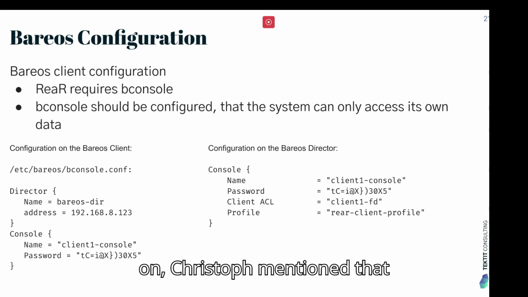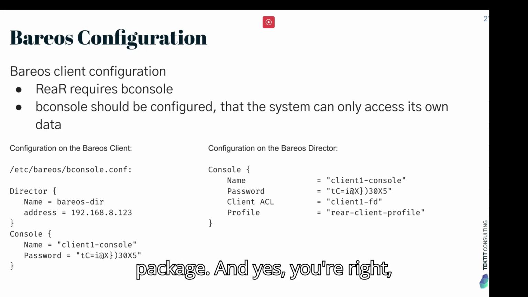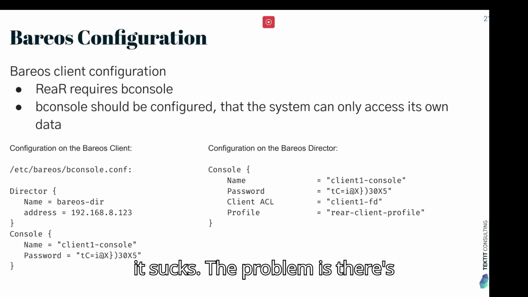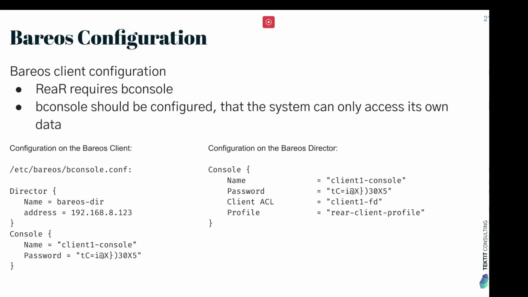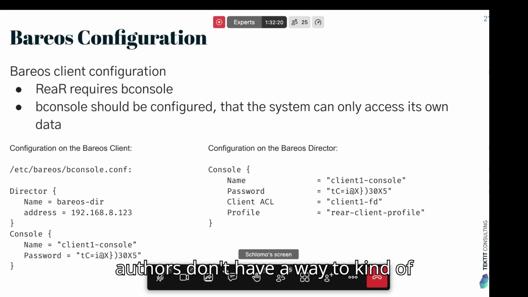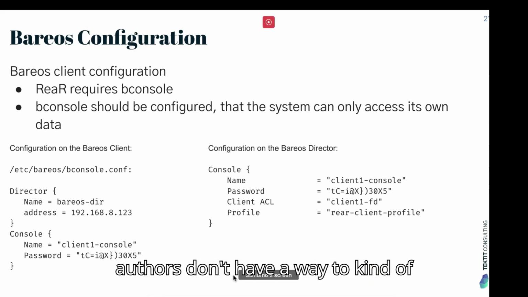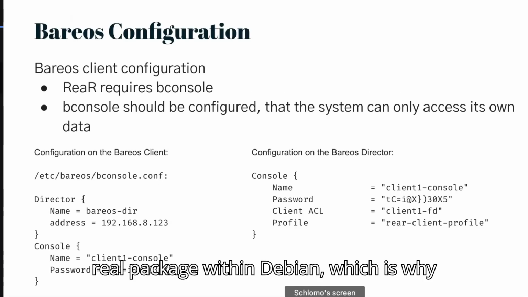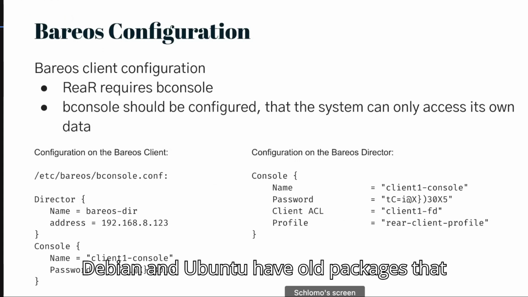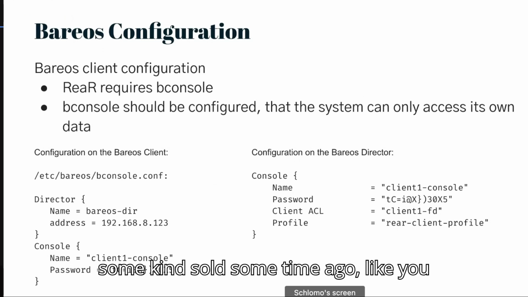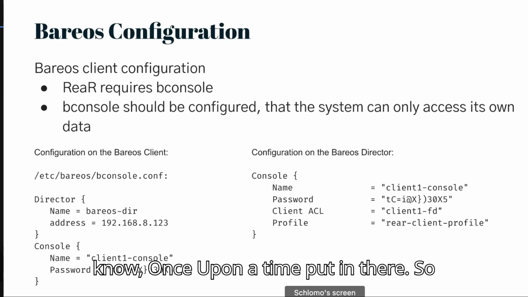Before we go on, Christoph mentioned that Debian 12 comes with an ancient ReaR package. And yes, you're right, it sucks. The problem is there's no Debian maintainer for ReaR. So we, as the ReaR authors, don't have a way to kind of trigger an update of the ReaR package within Debian, which is why Debian and Ubuntu have old packages that some kind soul some time ago, once upon a time put in there.